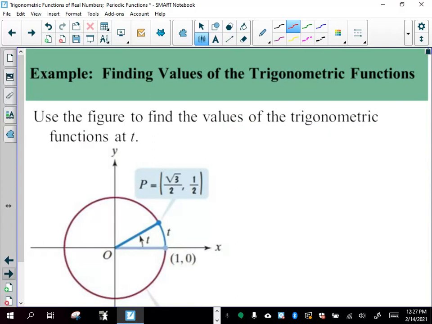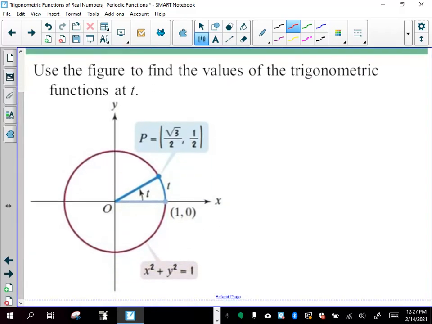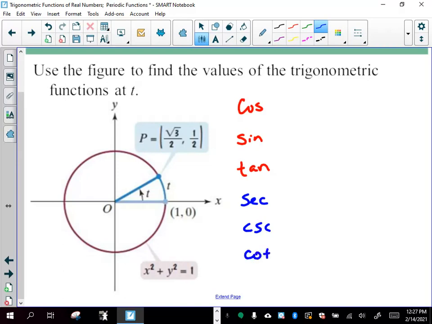Use the figure to find the values of the trig functions at t. So if I'm taking a look at this, I want to find all my trig values at t. Well, we have 6 trig values. We have cosine, sine, and tangent, and then we have their reciprocals, which are secant, cosecant, and cotangent.